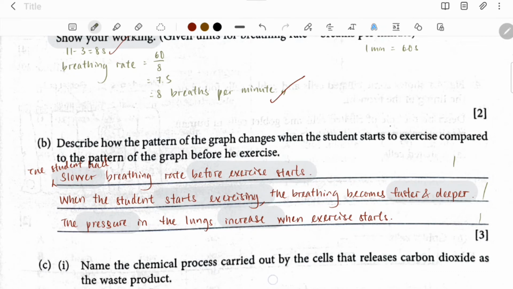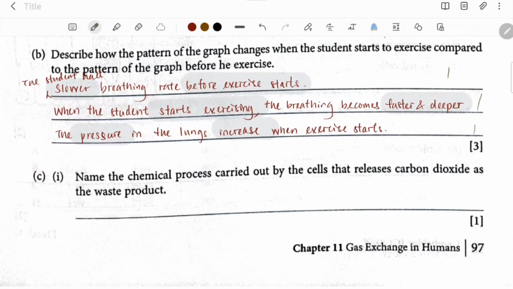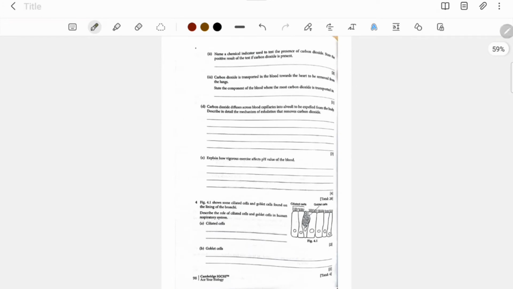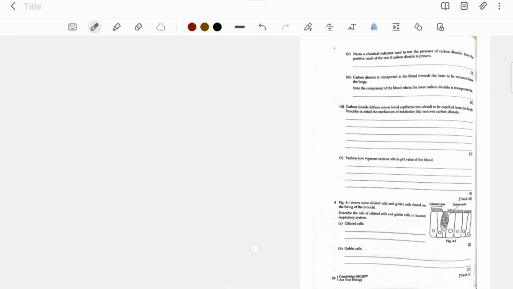Okay. C1. Name the chemical process carried out by the cells that release carbon dioxide as waste product. This one is the process. This one is related to chapter 12 already. So this one is actually respiration. Okay. So I think we should continue the last page during our class.